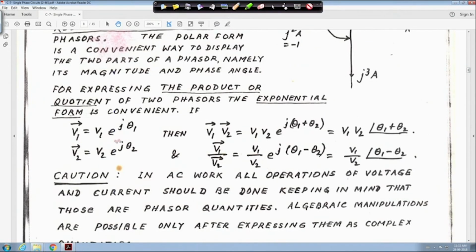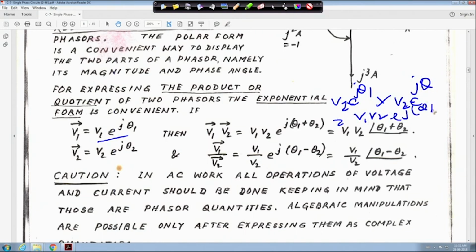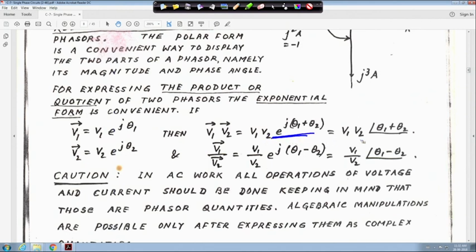Suppose V1 is taken as V1 e to the power j theta 1, and V2 is V2 e to the power j theta 2. If you multiply them, it is V1 e to the power j theta 1 into V2 e to the power j theta 2. So it is V1 V2 e to the power j theta 1 plus theta 2, and this can be written as V1 V2 angle theta 1 plus theta 2. That means any angle theta can be written as e to the power j theta.